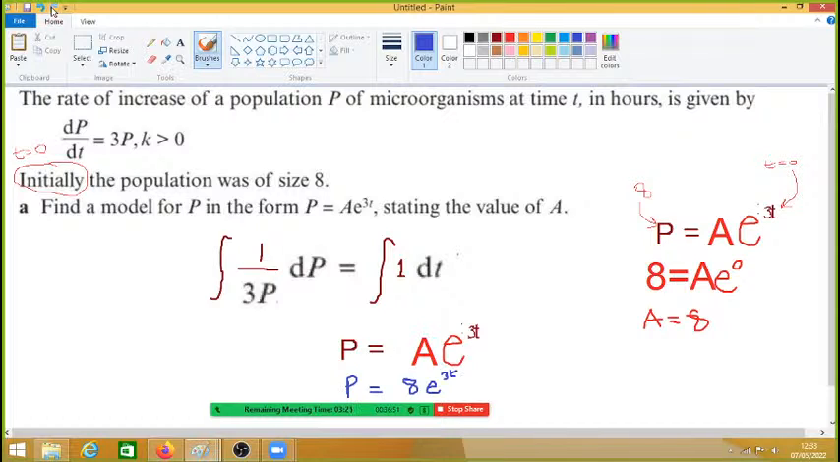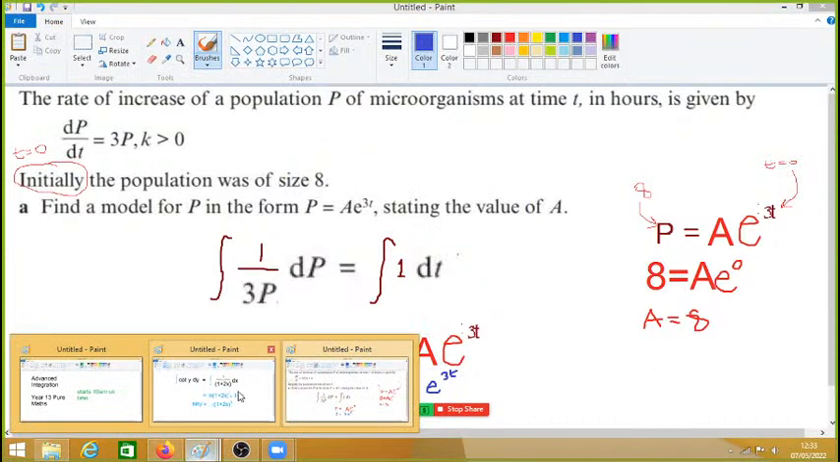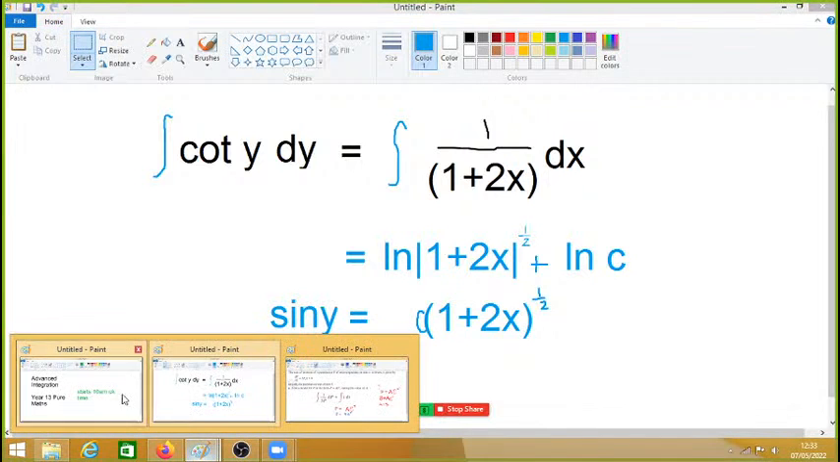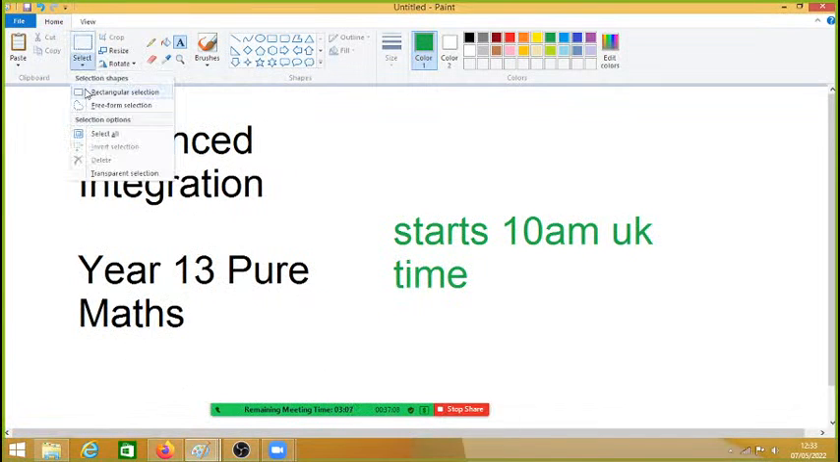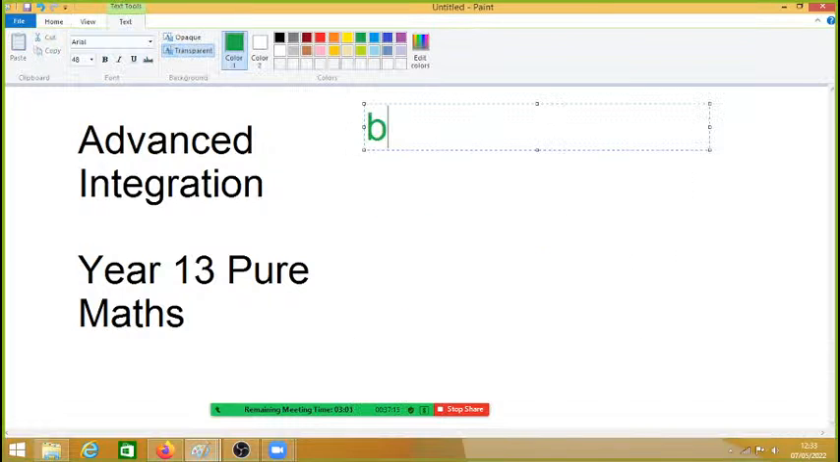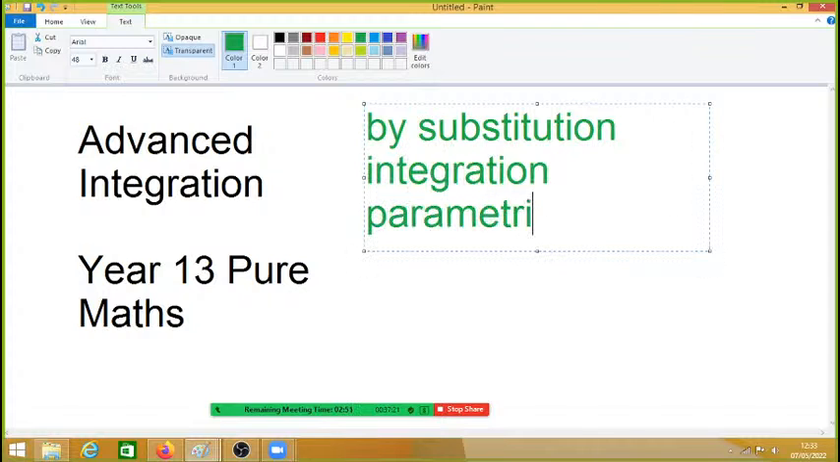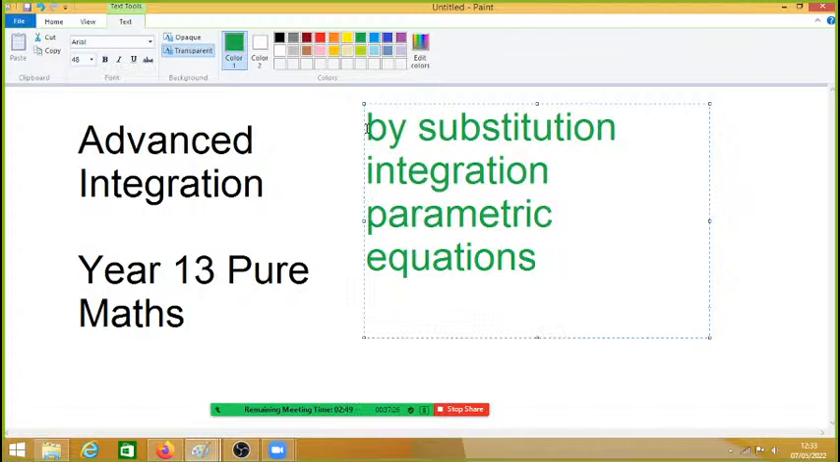Okay, well done, mashallah. That is integration, some of the tougher techniques in integration. Today you've gone through quite a lot, mashallah. So you did the integration by substitution, and then you did the integration of parametric equations, and then finally we did separation of variables.